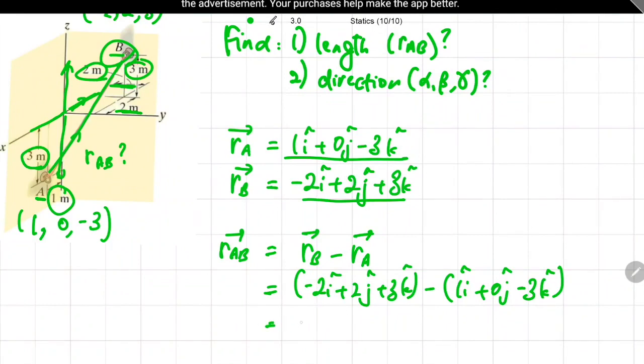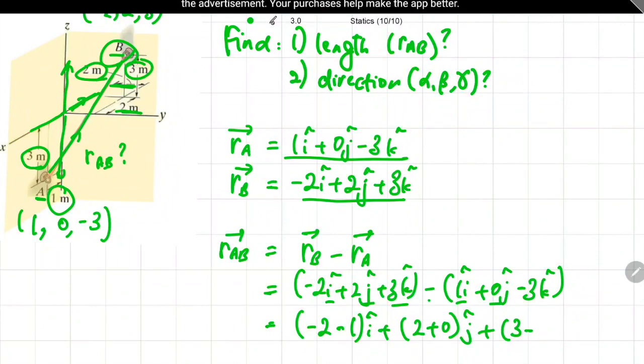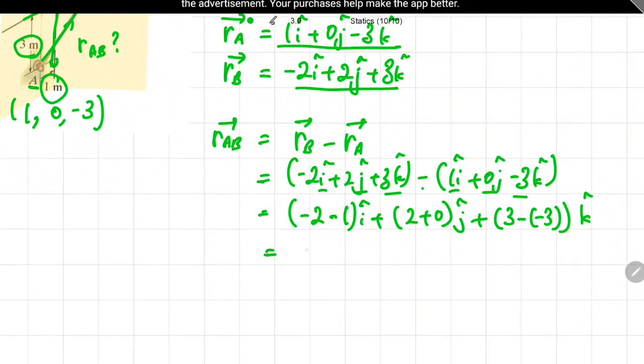Let us solve it accordingly to each direction. Okay, first we look at the I direction, negative 2 minus 1I, and then along the J direction is 2 plus 0, and then along the K direction it will be 3 minus negative 3K. Okay, we just solve this simple mathematical operation. So it becomes negative 3I plus 2J plus 6K. So this is the position vector of the elastic rubber band from point A to point B.